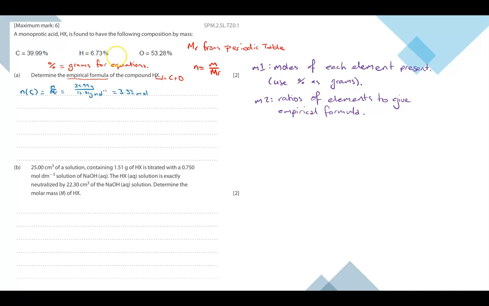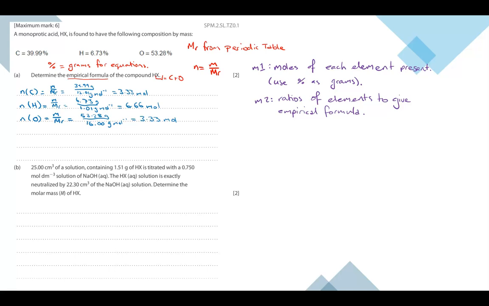So let's have a look. First off, the moles of carbon: mass over molar mass, 39.99 grams over 12.01 gives us 3.33 moles. We do the same for hydrogen, 6.73 over 1.01. Remember, that comes from the periodic table, which is in your data booklet. That gives us 6.66 moles. And then the moles of oxygen, again mass over molar mass, 53.28 divided by 16, gives us 3.33.